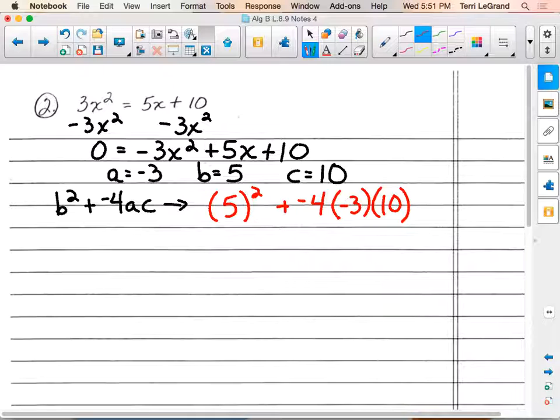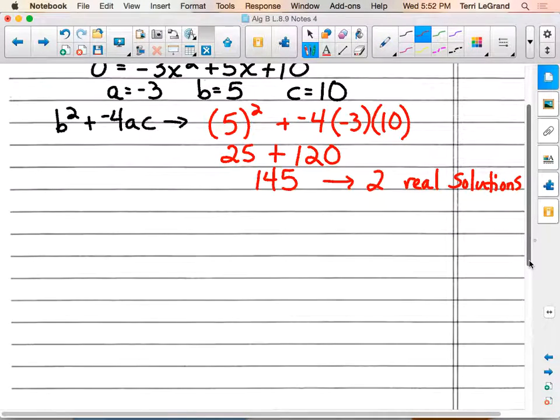So I have 5 squared, 25. And negative 4 times negative 3, positive 12. 12 times 10, 120. Our discriminant is 145. So we have a positive discriminant. Every positive number has 2 square roots. So this one better end up with 2 real solutions.